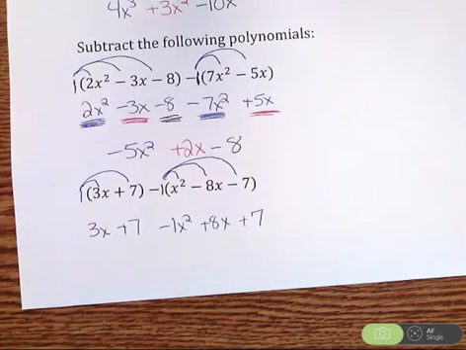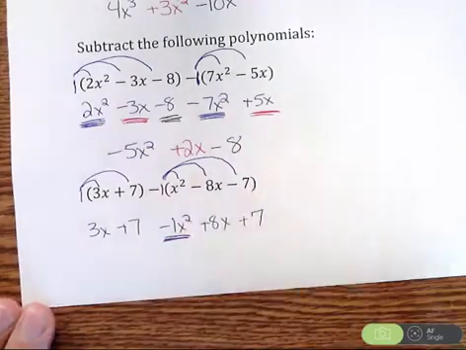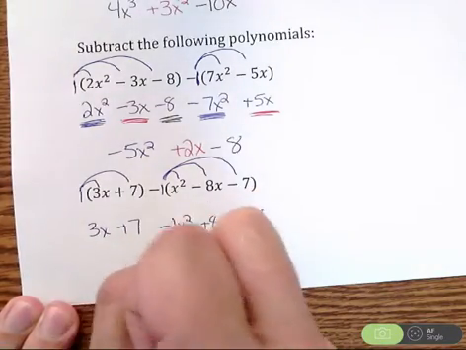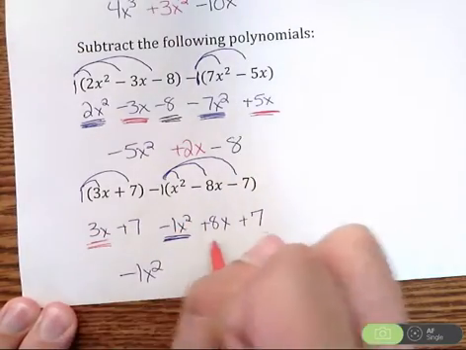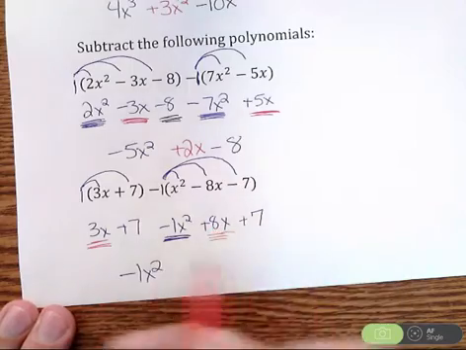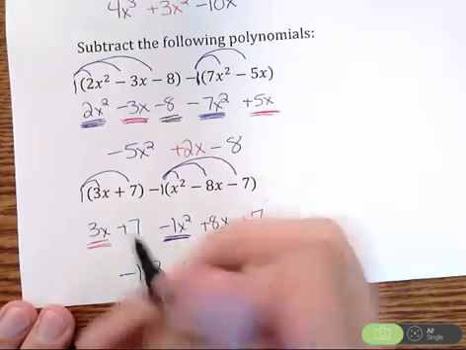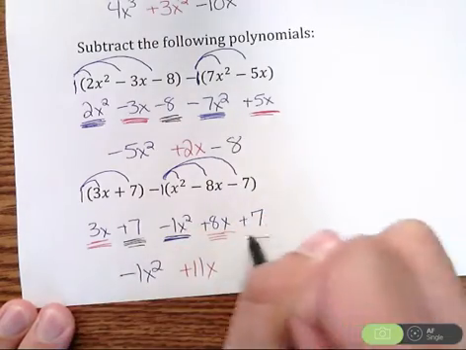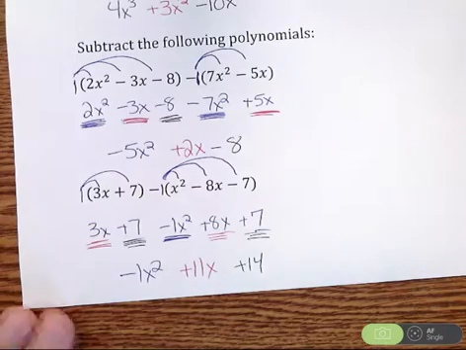Again, go through, start with the highest power, work your way down. Highest power I see there is an x squared, negative 1x squared. Well, that just becomes negative 1x squared. 3x and 8x. 3x plus 8x, 3 plus 8 is 11x. And then finally I have 7 plus 7, which is 14. And that is adding and subtracting polynomials.